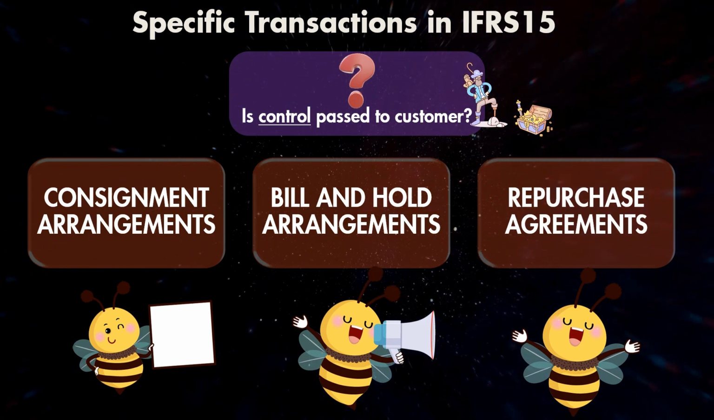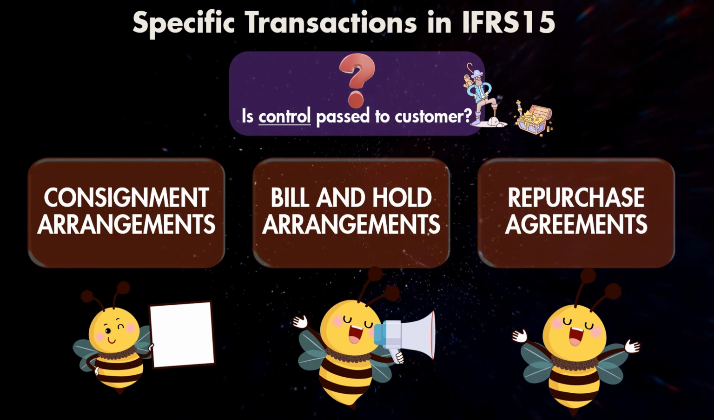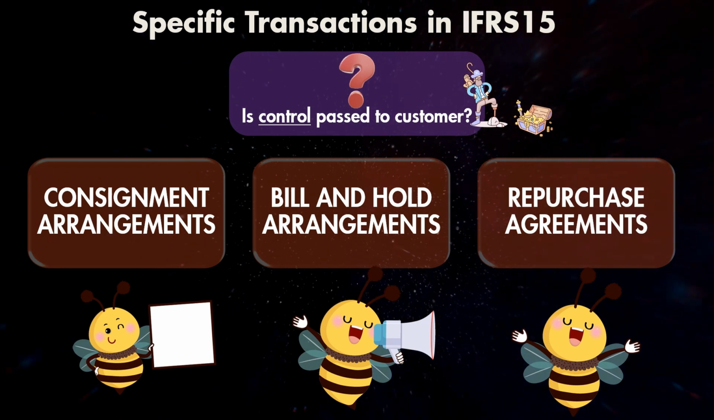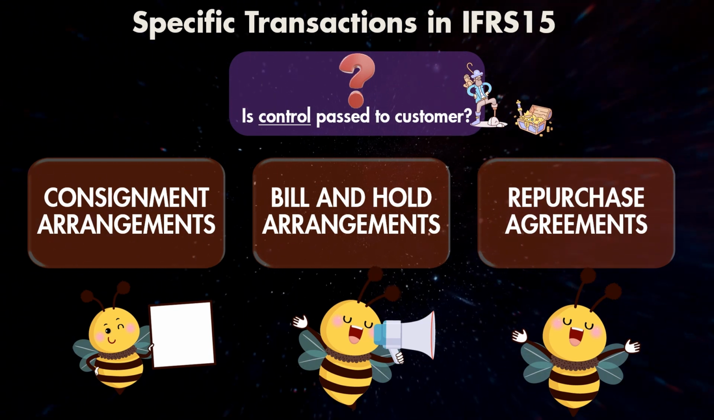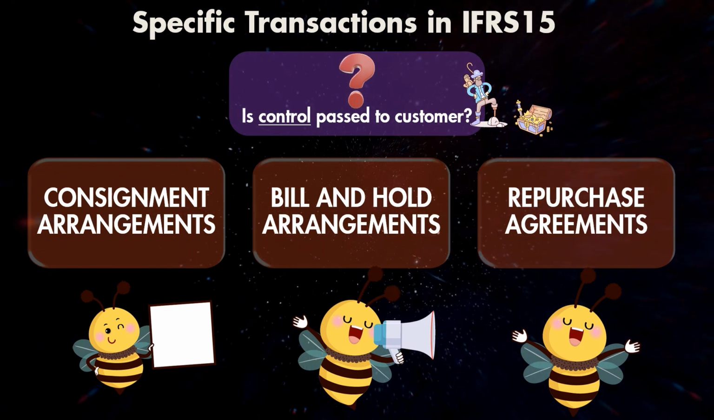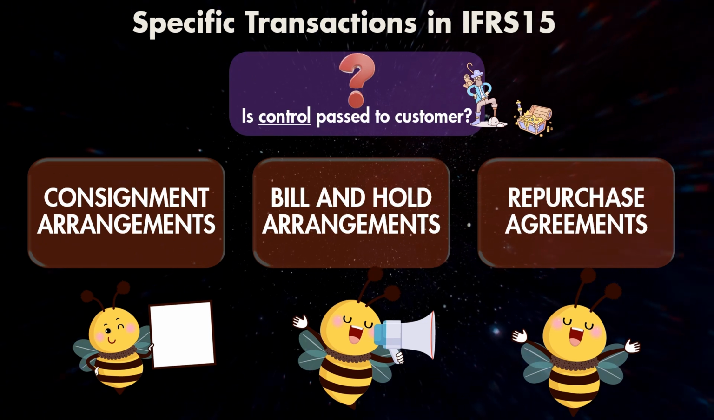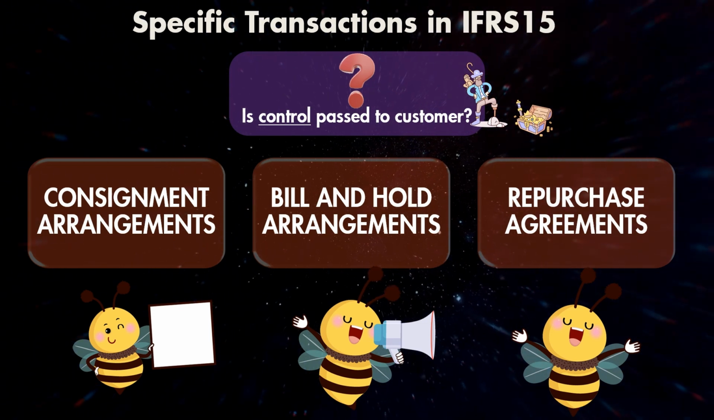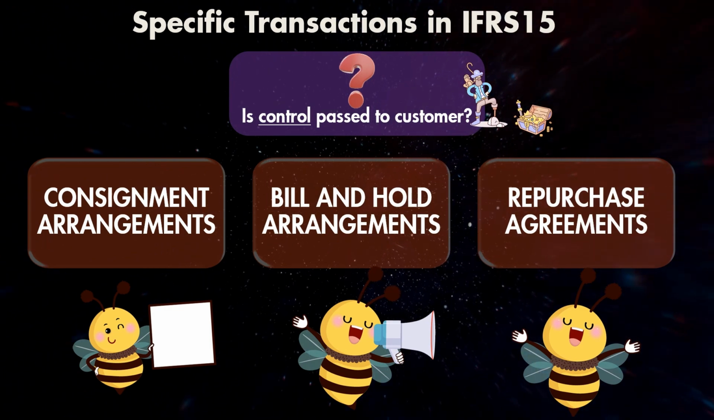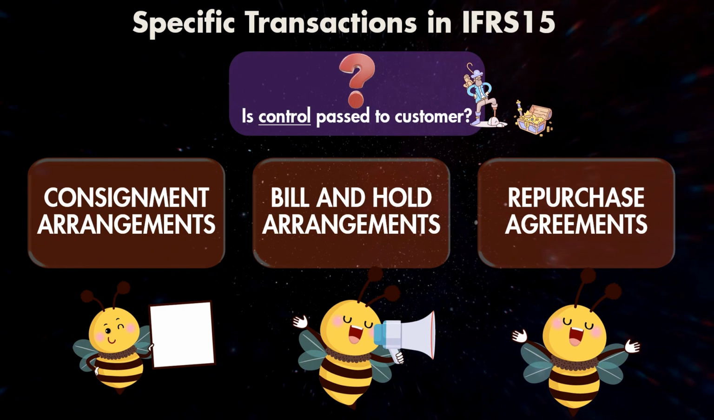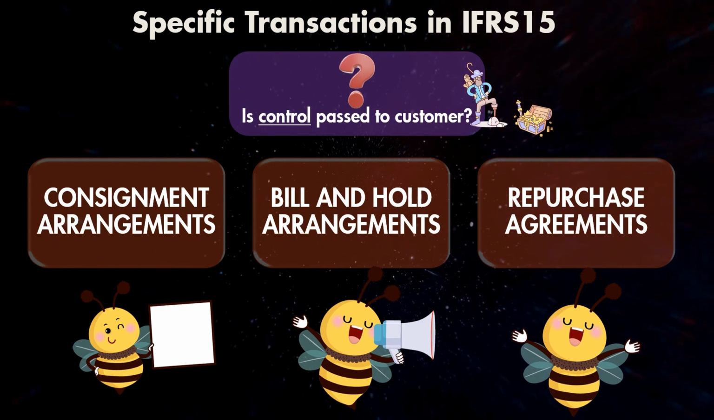Repurchase arrangements. A repurchase arrangement is a contract in which an entity sells an asset and also promises or has the option, either in the same contract or in another contract, to repurchase the asset. All these are tested based on the criteria whether the control has been passed on to the customer or not at the time of revenue recognition as per IFRS 15.